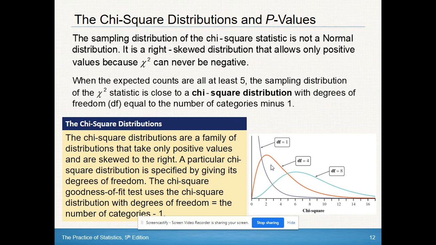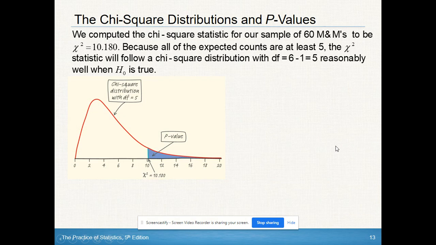Now, the chi-squared statistic is close to a chi-squared distribution with degrees of freedom equal to the number of categories minus 1. So as you can see there, as the number of categories increases, it starts to get slightly less skewed. And again, big distinction here, when we use the degrees of freedom, it's the number of categories minus 1, not the sample size. So make sure you remember that. Okay, so we computed the chi-squared statistic for our sample to be about 10.18. And because all of the expected counts are at least 5, that's going to follow a chi-squared distribution reasonably well.